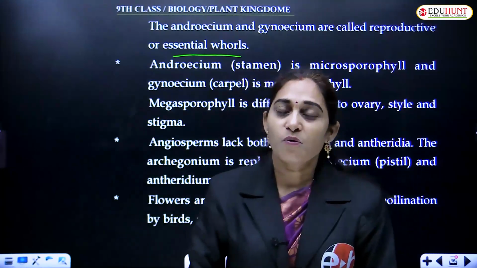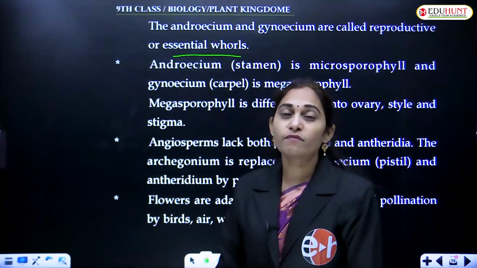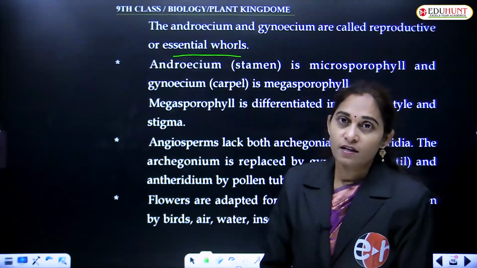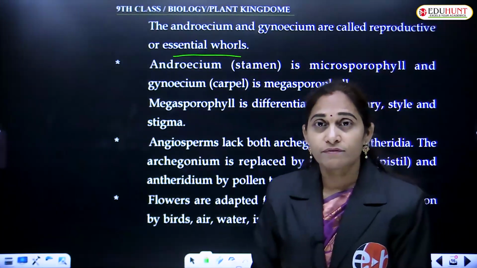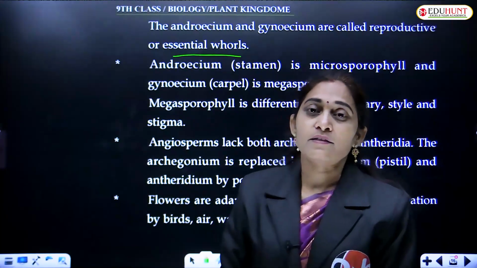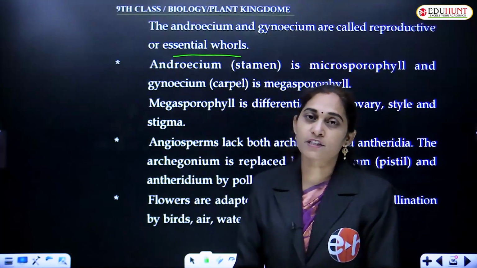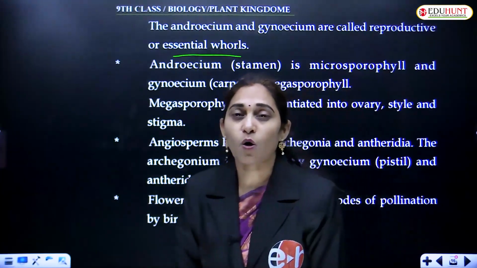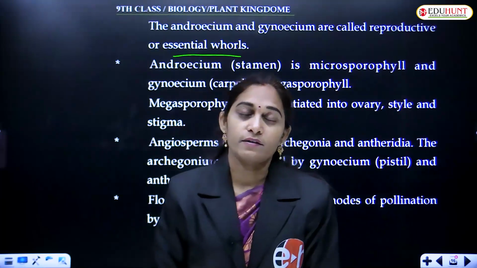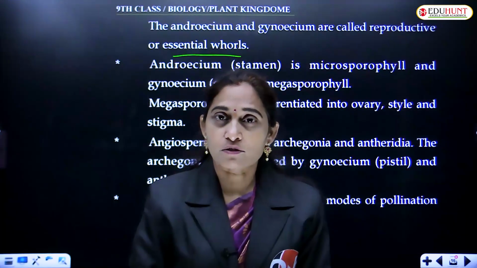In this session, we are going to discuss the essential organs of a flower. Angiosperms produce flowers, and these flowers have 4 circles on a receptacle, which is the extended part of the pedicel, the stalk of a flower. So these are the 4 circles of the flower.